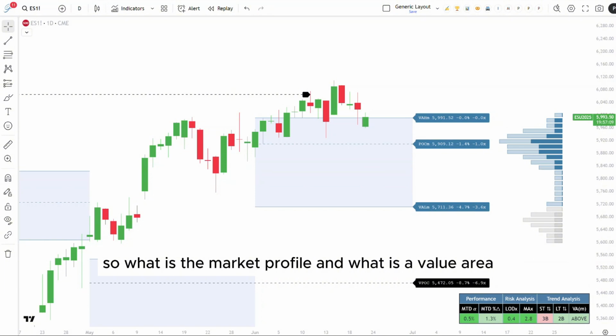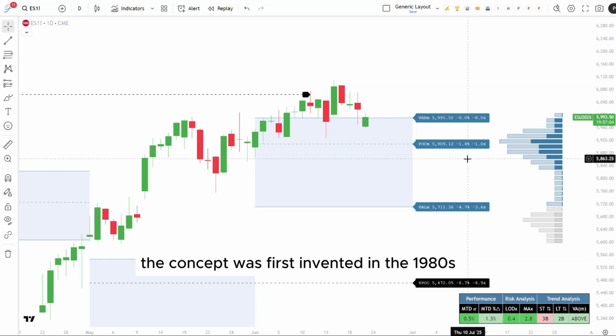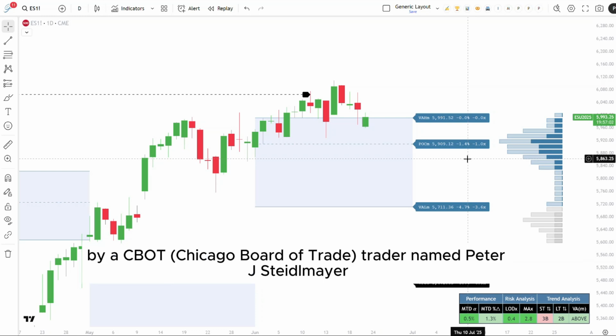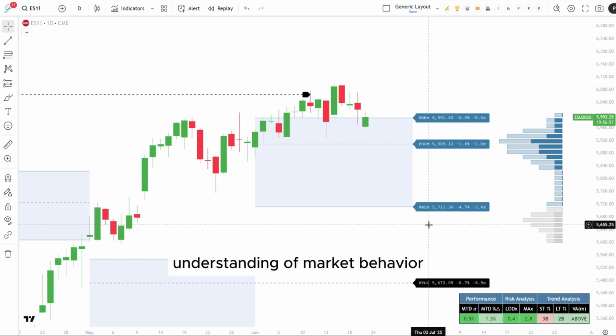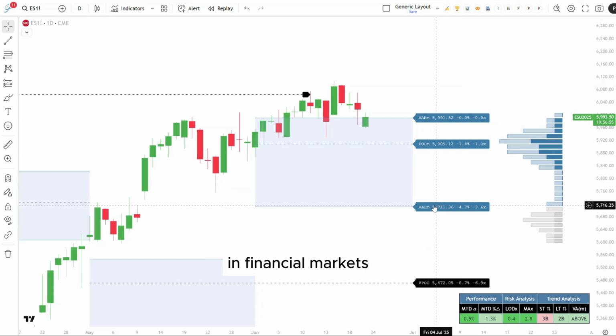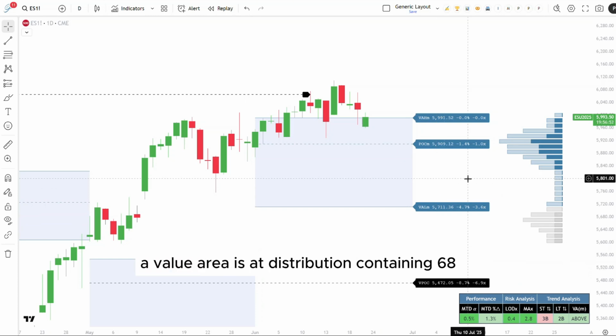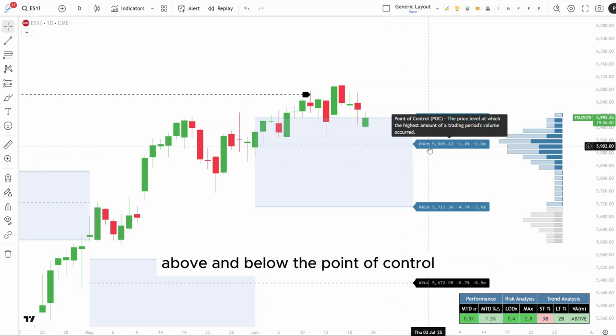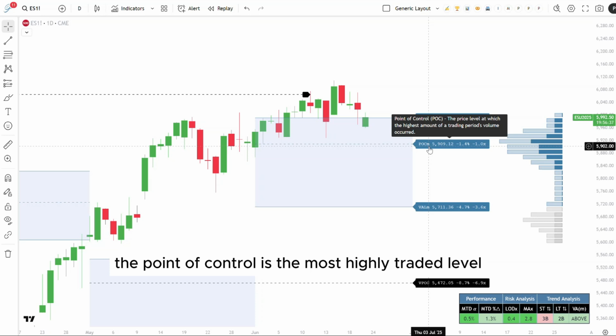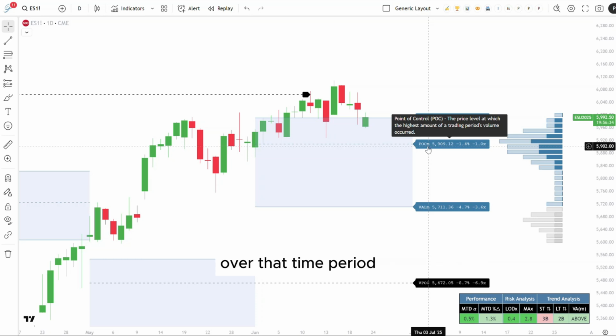So what is the market profile? And what is a value area? The concept was first invented in the 1980s by a CBOT trader named Peter J. Stottlemyre. He created it to gain a deeper understanding of market behavior and to analyze the auction process in financial markets. A value area is a distribution containing 68 to 70% of the trading volume over a specific time interval, which represents one standard deviation above and below the point of control. The point of control is the most highly traded level over that time period.